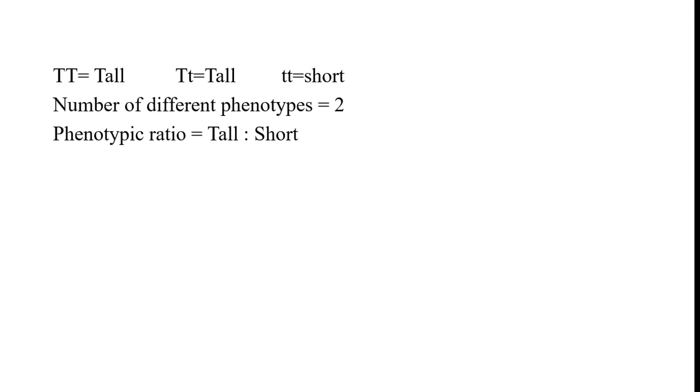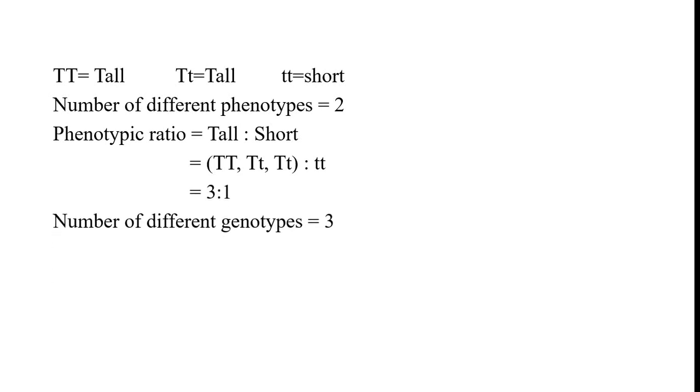And then phenotypic ratio. The phenotypic ratio compares the different phenotypes and their amounts. From the table, we realize that 3 people are going to be tall and 1 is going to be short. So the phenotypic ratio becomes 3:1, tall is to short. So capital T, small t are all going to be tall, then the small t is going to be short. That gives us 3:1 as the phenotypic ratio.